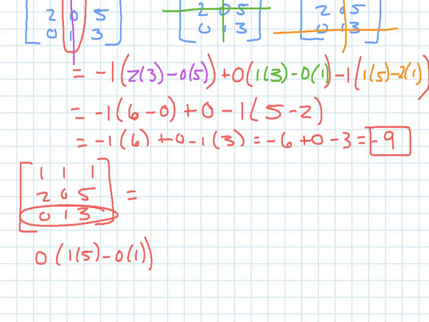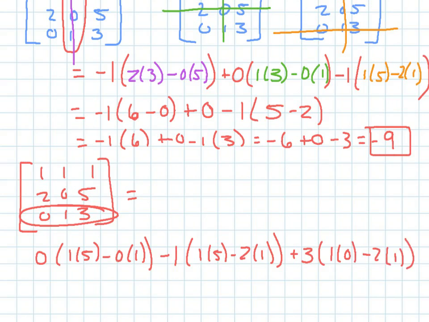And then 1 is in the negative position, so I say -1, and then cross out that column and row, so that leaves you 1 times 5 minus 2 times 1, and then 3 is in the positive position, so cross out that row and column, so it leaves you with 1 times 0 minus 2 times 1.